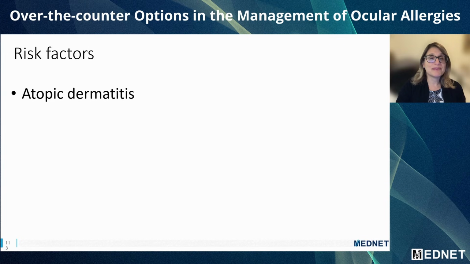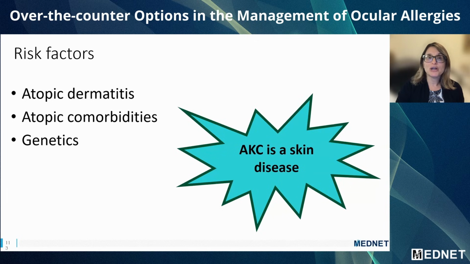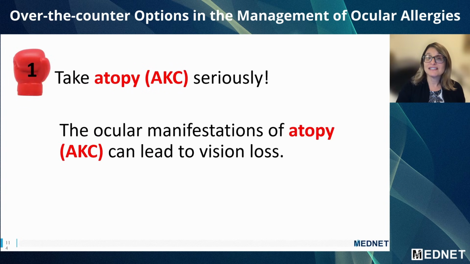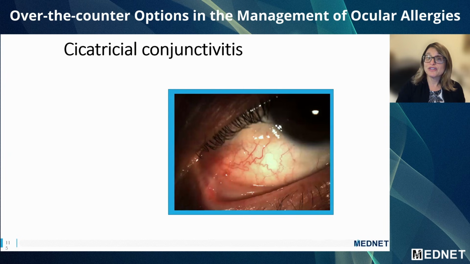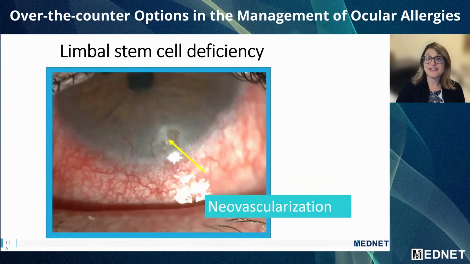So what are the risk factors? The biggest risk factor of AKC is having atopic dermatitis. And the way I look at it, AKC really is a skin disease. And all the other atopic comorbidities we also talked about, probably driven by genetics. And just like VKC, you have to take AKC very seriously because it can lead to vision loss. And so I showed you this picture before. It can lead to cicatricial conjunctivitis. And when you have a cicatricial conjunctivitis, that can lead to limbal stem cell deficiency, a cause of vision loss.